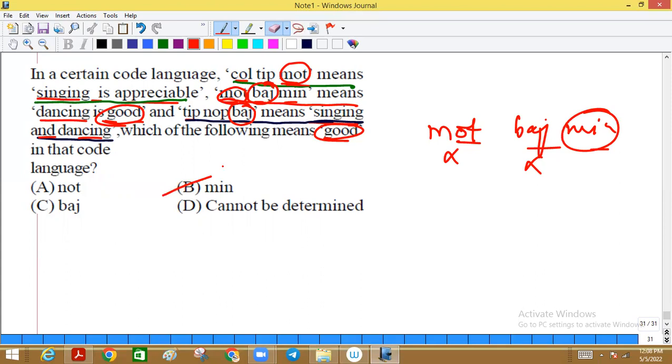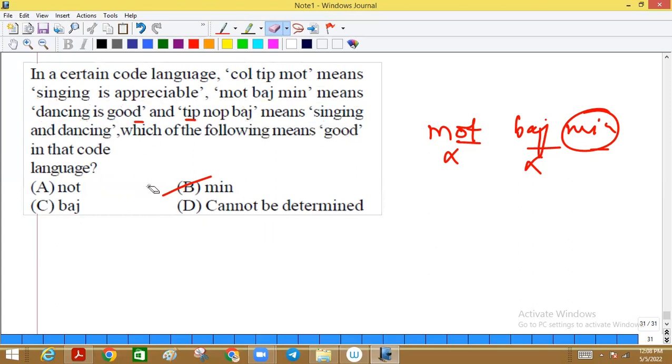Just a comparison. Now you tell me what is the word for singing? Now tip is coding for what? Singing? Tip is coding for what?